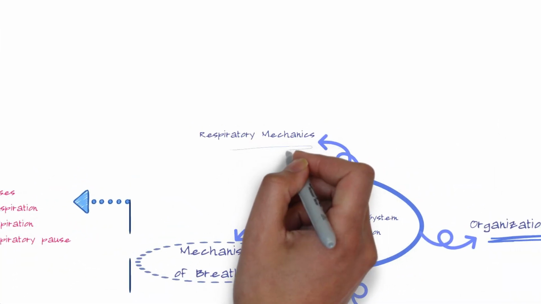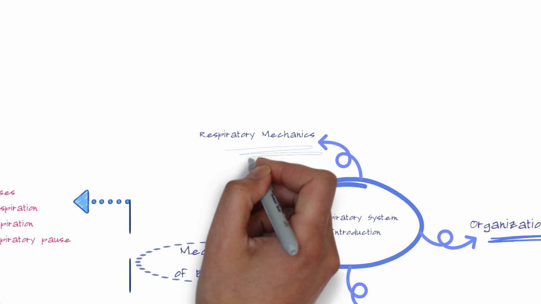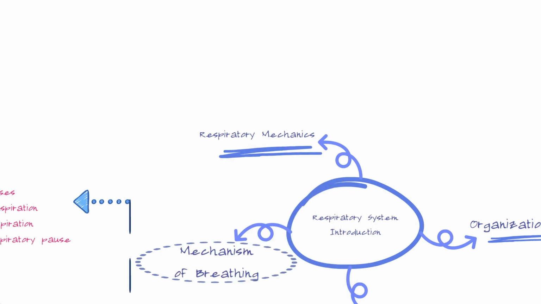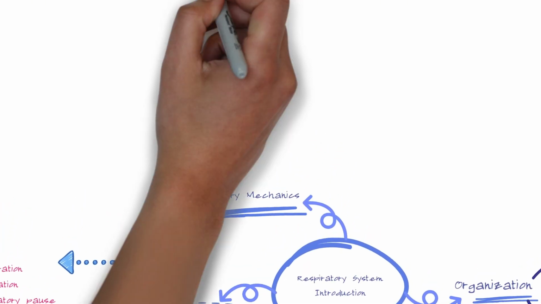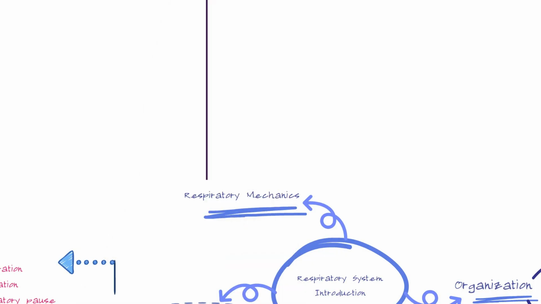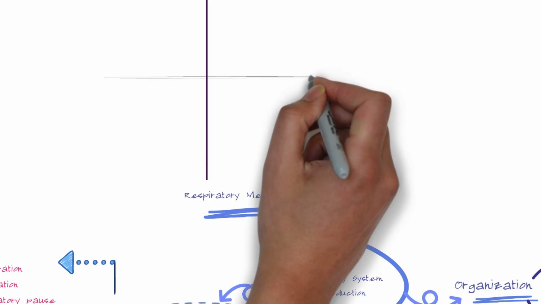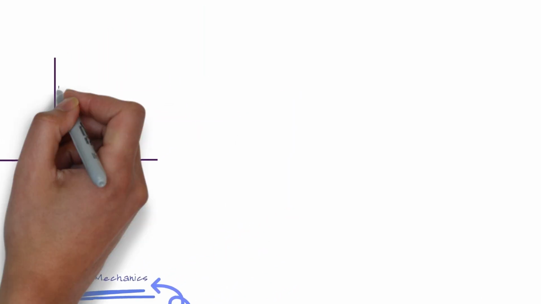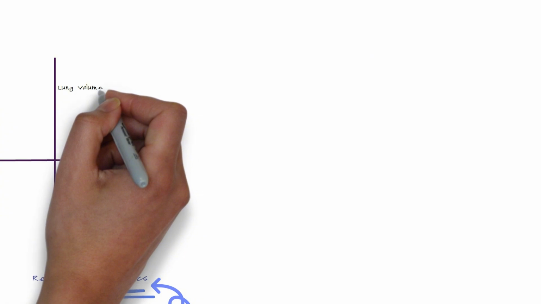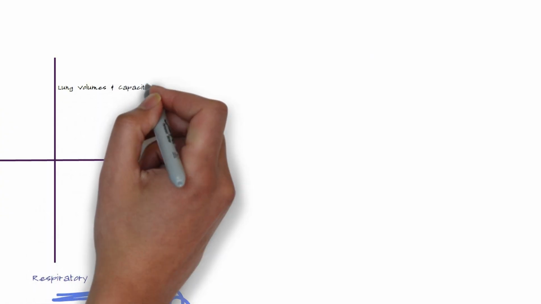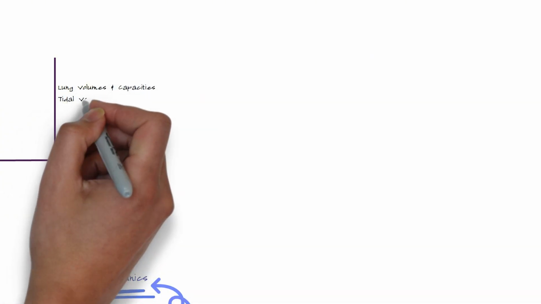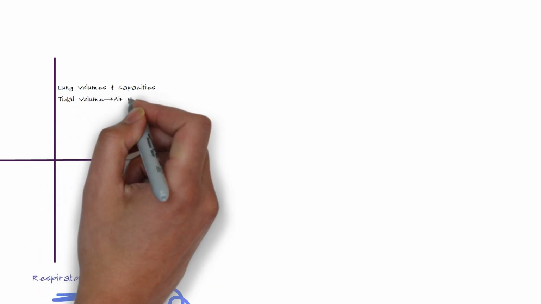Now we reach the final part of today's video, which is the respiratory mechanics, where we translate the following numbers into measurable functions. Here we are going to discuss the lung volumes and capacities, the airway resistance, the dead space, and the pulmonary and alveolar ventilation. So let's start with the lung volumes.